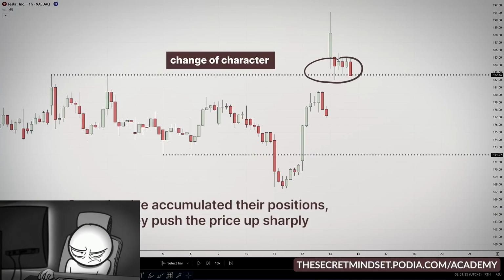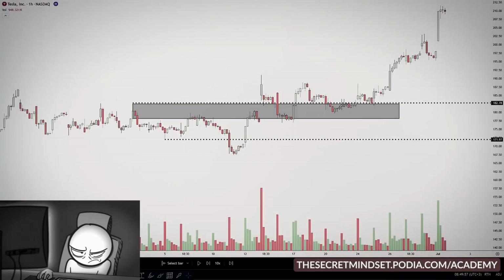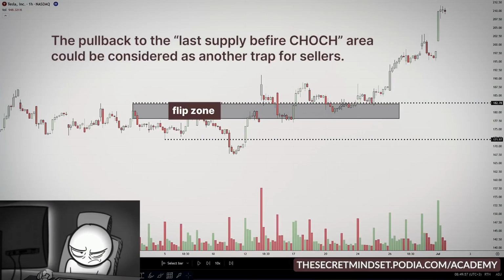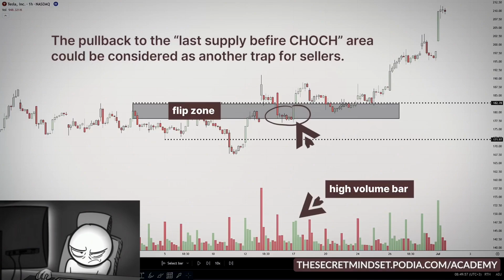This catches many traders off guard, especially those who just entered short positions, thinking the downtrend would continue. The pullback to the last supply area could be considered as another trap. Many will see this as a chance to enter short positions, thinking the uptrend was just a temporary move. However, smart money uses this pullback to add to their long positions.